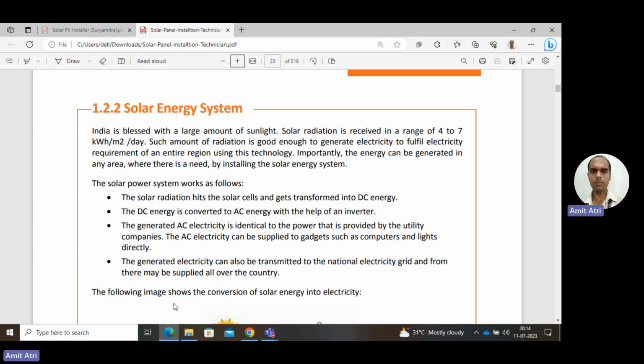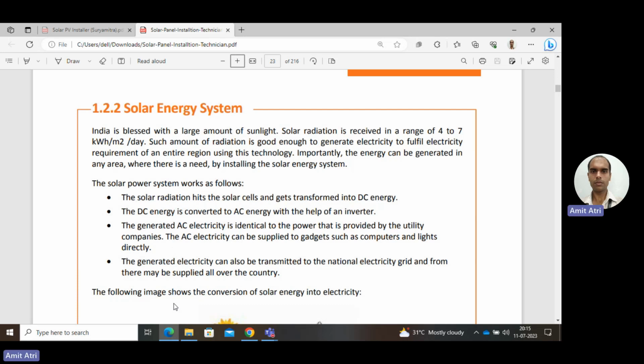Okay, so how does the solar power system work? The solar radiation hits the solar cell and gets transformed into DC energy. DC, energy, we have discussed. How they convert, we will study in our coming chapters. Then the DC energy is converted into AC with the help of an inverter. Then the generated AC electricity is identical to the power provided by the utility companies, the similar energy which we are getting from the electricity board.